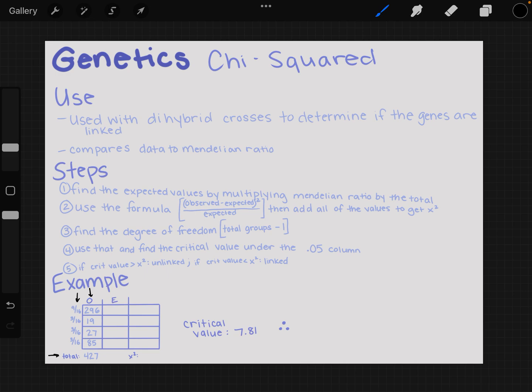I have the total number of observed phenotypes. And then I'm going to fill in the expected by multiplying the Mendelian ratio by the observed value. So if I do this, I get 240. Pause now to try the rest yourself. Welcome back. So these are going to be our expected values. If this exactly followed Mendelian ratio, then these are the values we'd expect. With these, then we use the observed minus expected squared divided by expected to get, pause now to fill them in yourself.